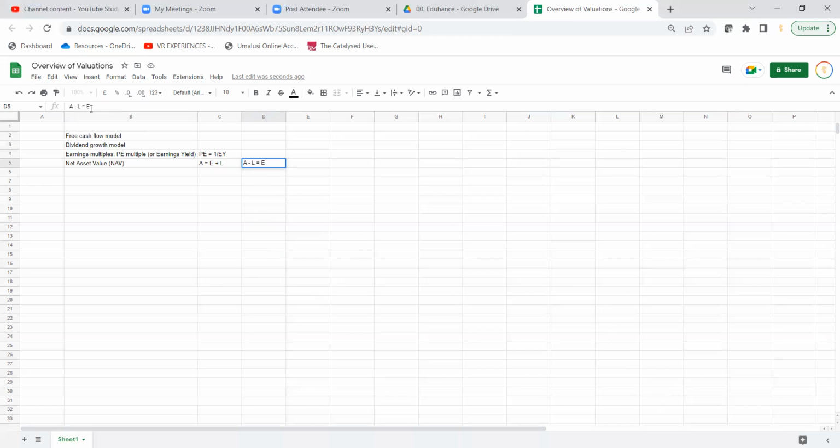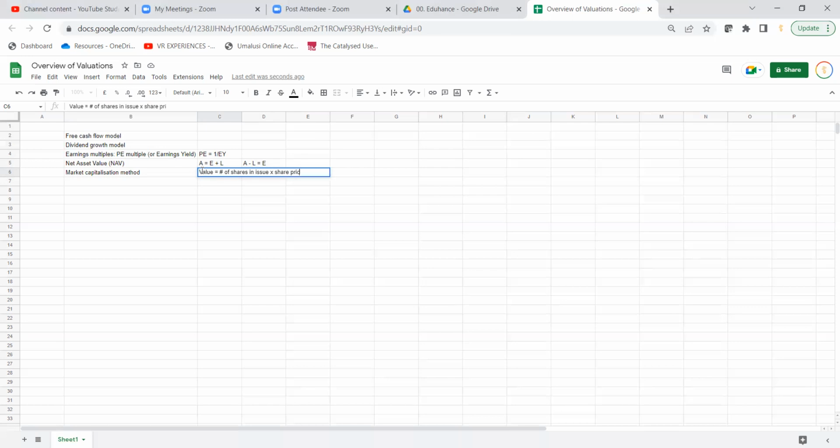And then we have market capitalization. Now, market capitalization is not really a valuation method, because what is market capitalization? Market capitalization is the method we use in WACC. It is just basically value equals number of shares in issue times share price.